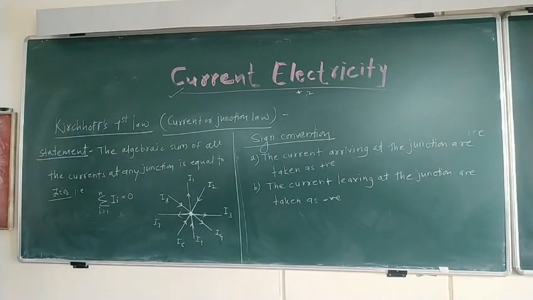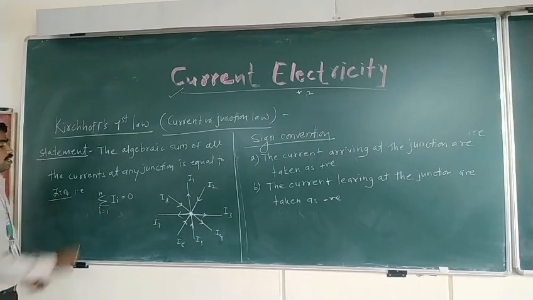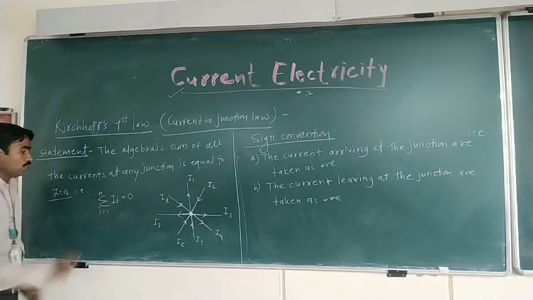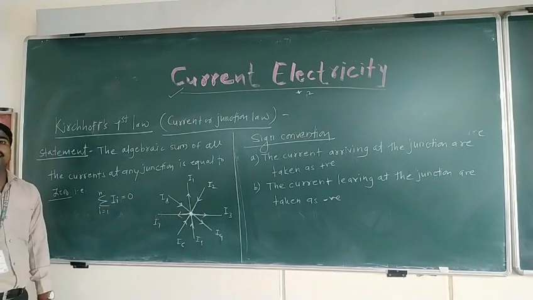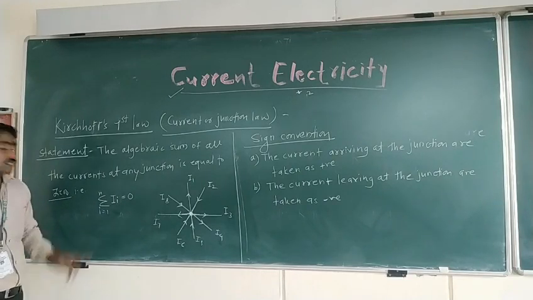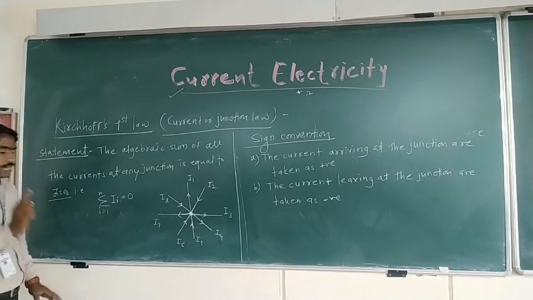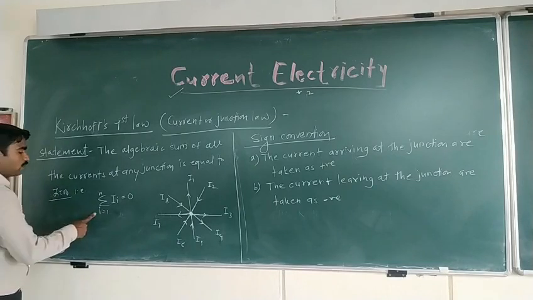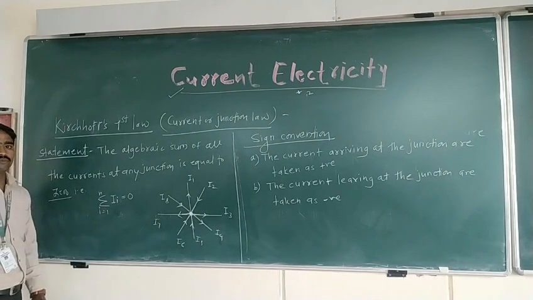Again, the statement is that the algebraic sum of all the currents at any junction is equal to 0. In mathematical form, the summation over i equals 1 to n of I_i is equal to 0. Here i indicates 1, 2, 3, 4 up to n, which means we have to consider the number of currents. Therefore, we take i from 1 to n.